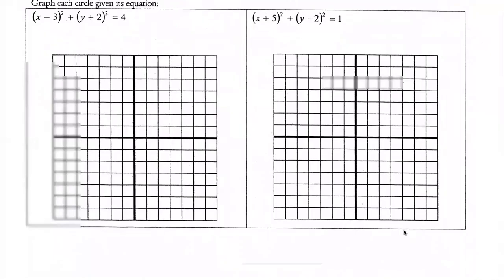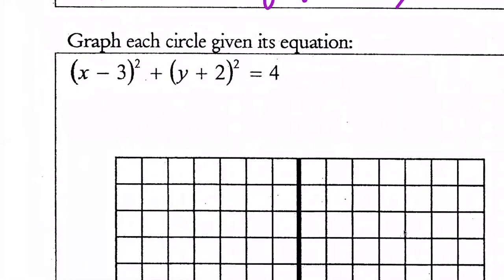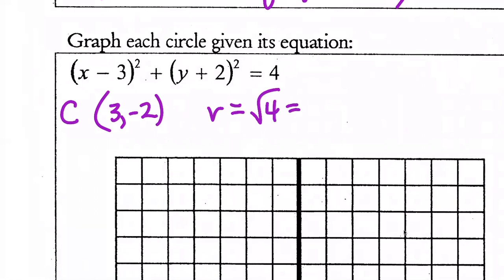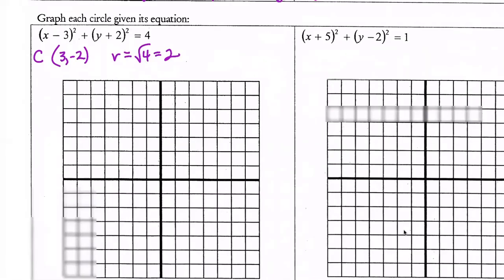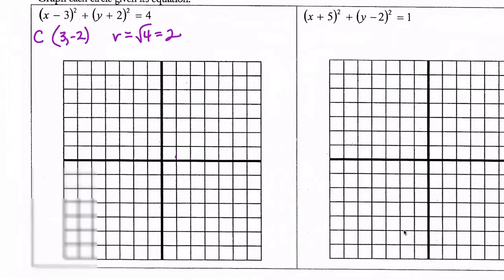Okay, so nice simple examples here. We're not going to get too in depth in this. So the center would be the point 3, negative 2. The radius is the square root of 4, or just 2. Okay, so to graph it, you'll plot 3, negative 2, and then a radius of 2. And then draw our circle. Beautiful.